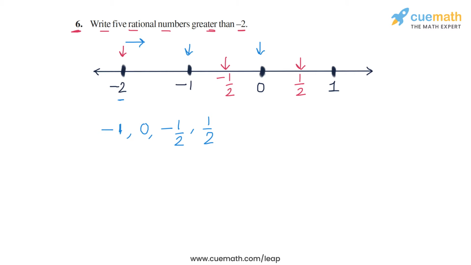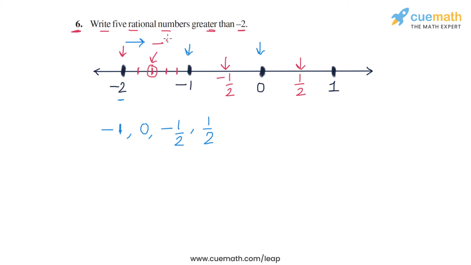And let's pick a number between minus 2 and minus 1. So let's divide the interval between minus 2 and minus 1 into 5 equal parts. So 1, 2, 3 and 4. These markers divide the interval between minus 2 and minus 1 into 5 equal parts. Now let's take this marker, this number. What will this number be?